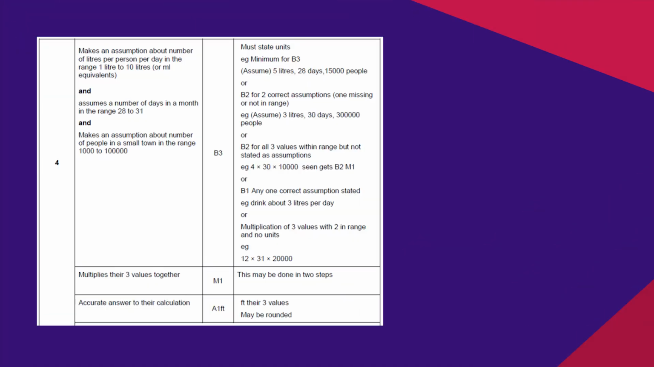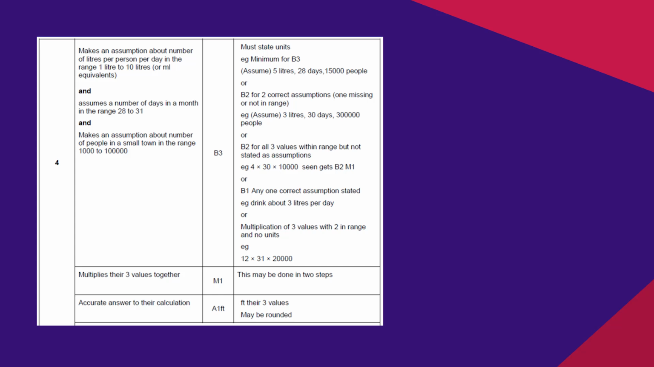Okay, so this was a 5-mark question requiring estimation skills, and this is the mark scheme we used. It's worth noting that this question was answered fully correctly by 65% of the students in the actual exam back in 2017. So the first 3 marks are for making sensible assumptions for the number of litres a person will drink in a day, the number of days in a month, that's the easy bit, and then how big is a small town. And we give huge ranges.